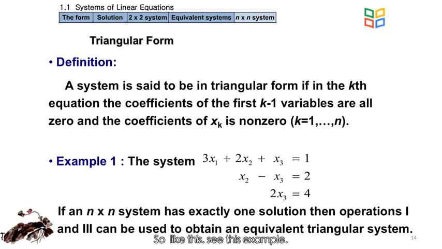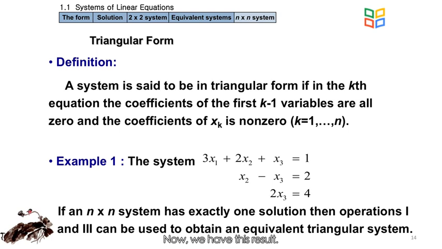So like this. See this example, this is a 3 by 3 system. For the first equation, you have non-zero coefficients for all x1, x2, and x3. For the second equation, the coefficient for x1 is 0, okay? And the coefficients for x2, x3 are non-zero, okay? For the third equation, the coefficients for x1 and x2 are 0. Only the coefficient for x3 can be non-zero. So this system is in triangular form.